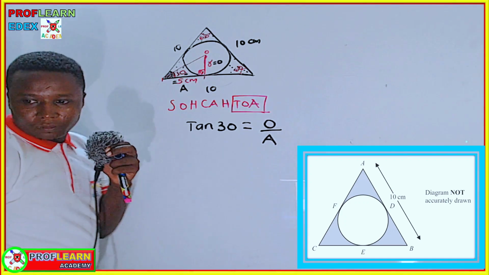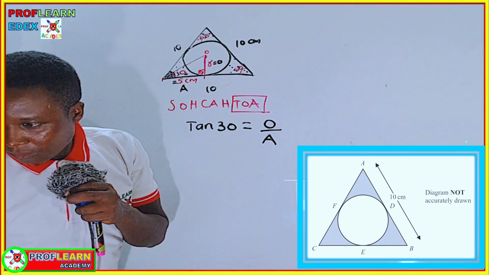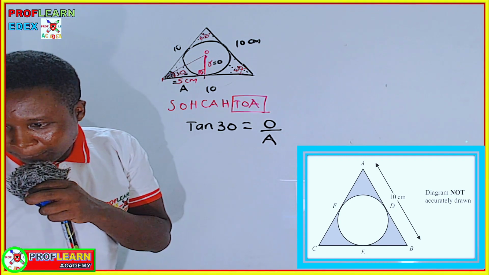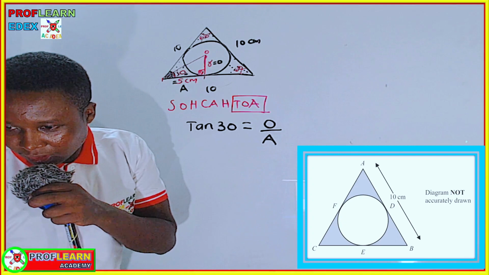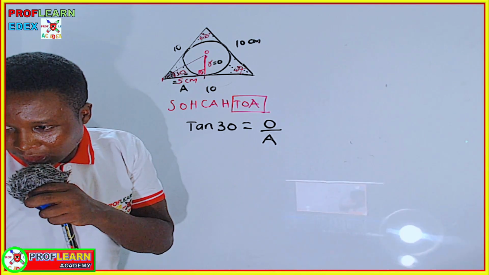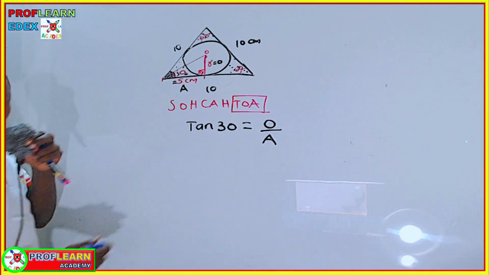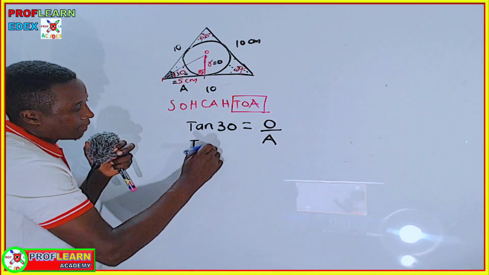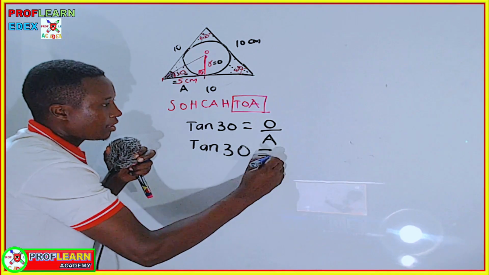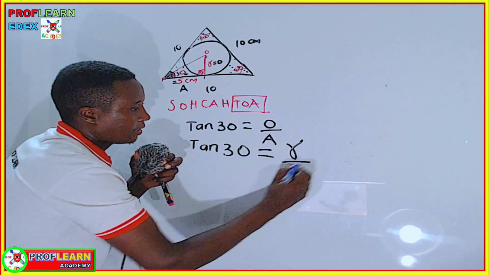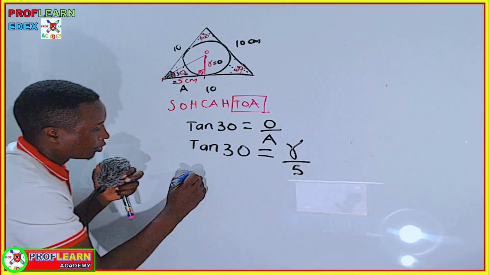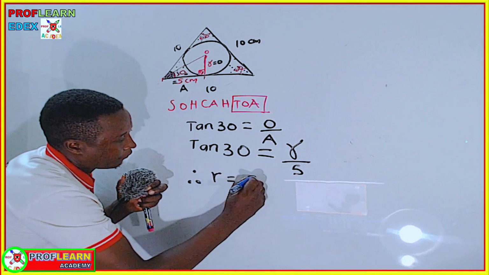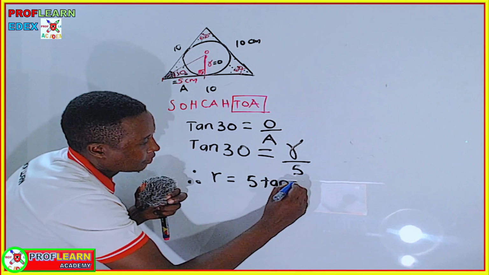So we are going to, let me just remove the diagram that we are having at this particular point. My producer is not doing what was expected to do. She's asleep. Okay. Now, we are going to say, therefore, this is actually going to be tan 30 is equal to our opposite is r over adjacent, which is 5. So we can now therefore say our r is 5 tan 30.